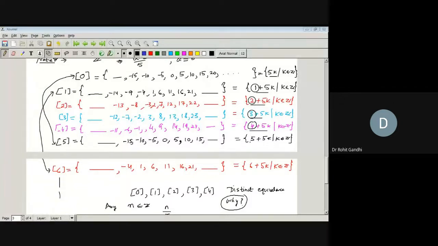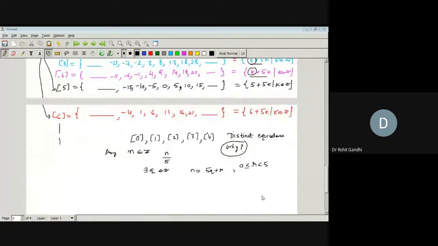If I divide 5k plus 5 by 5, what will I get? I will get a remainder 0 here. So that's why the equivalence class of n should be equal to the equivalence class of our remainder. And what is our remainder? Our remainder is 0, 1, 2, 3 and 4, because the remainder lies between 0 and 5 by our division algorithm.